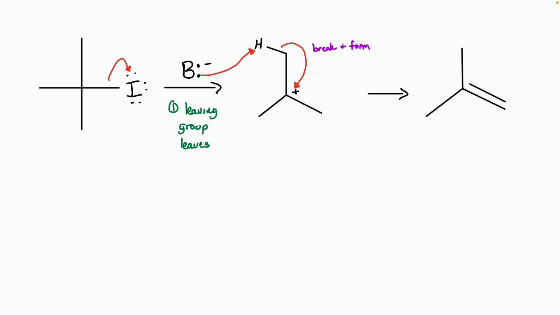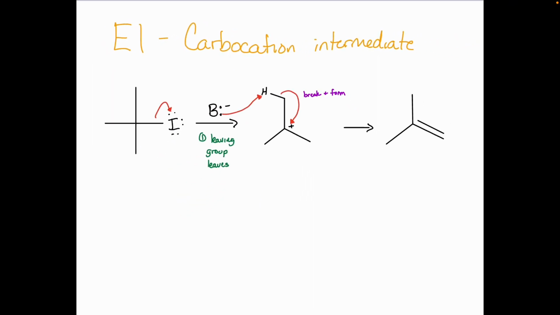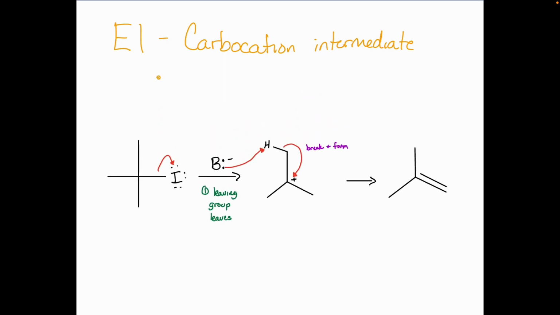All right, but again, this happens in two steps here. Our E1 mechanism, just like our SN1 mechanism, is two steps. First, we have that leaving group leave, forming our carbocation intermediate. And then in step 2, that base removes the hydrogen and we get our new pi bond.